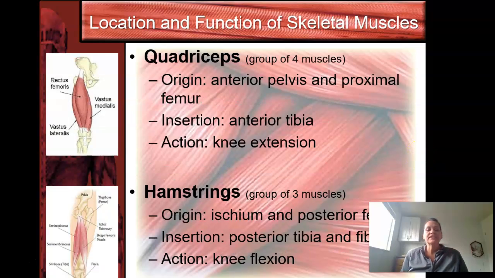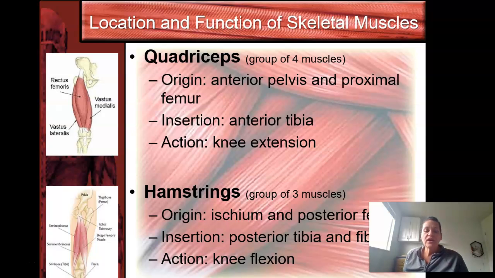Quadriceps are a group of 4 muscles. The origin is the anterior pelvis and proximal femur. Insertion is the anterior tibia, so the front of your shin. The action is a knee extension. So if you think about it, if you're in sitting position and you lift your foot up, your knee is extending because you're making then behind the knee a 180. Okay, so that you're extending there. Your quadriceps are doing that at the top of your thigh. Those are the muscles pulling that up.